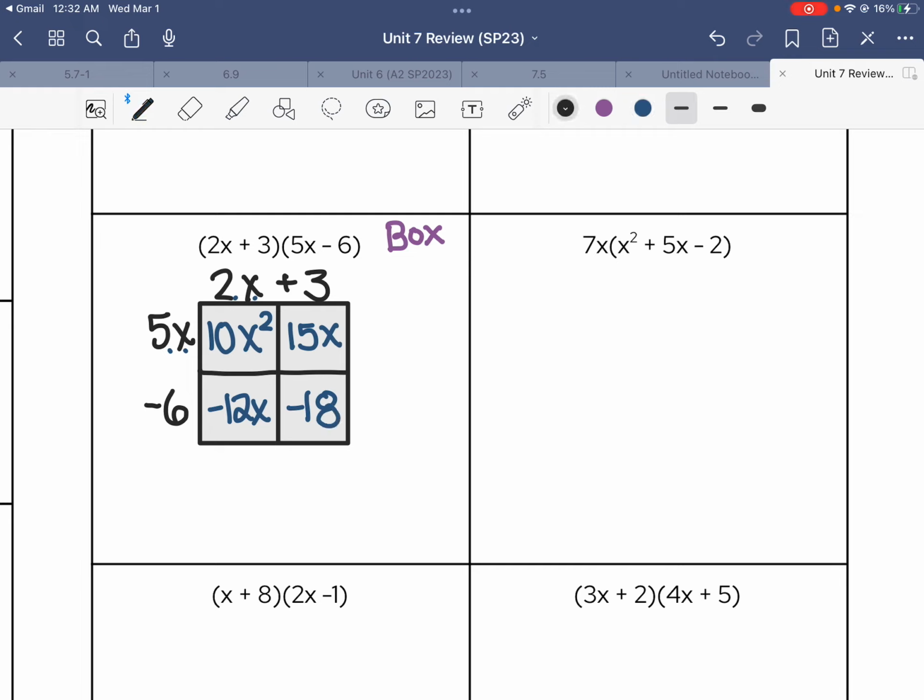Now, I actually do have like terms on this one. They are right here in the middle. My x's. And they'll always kind of be in the middle like that. So you're going to add these two together. And since you're just adding, you don't change the exponent anymore. So 15x plus negative 12x is 3x. And then the negative 18 and the 10x squared comes straight down.